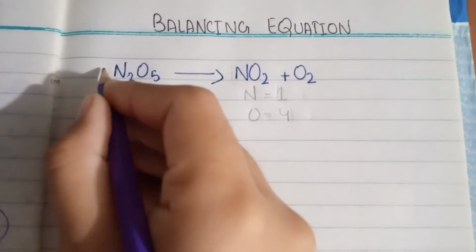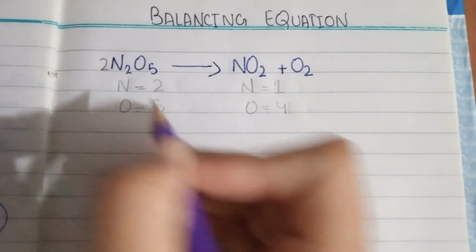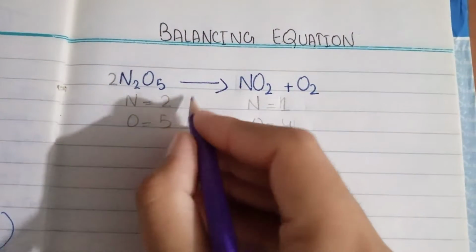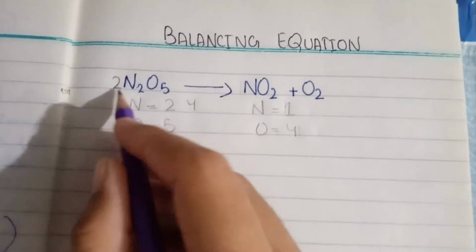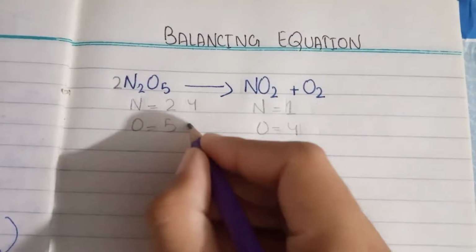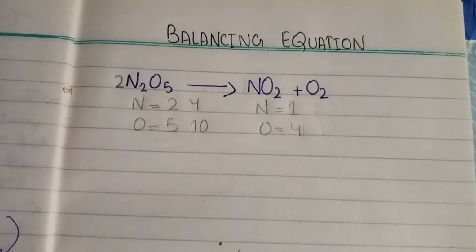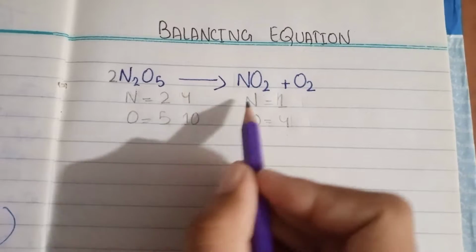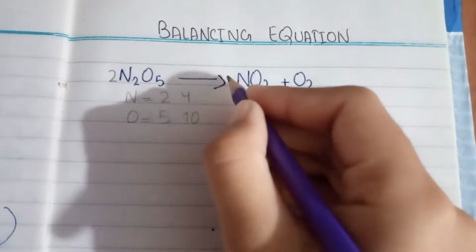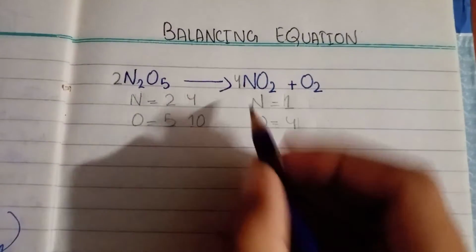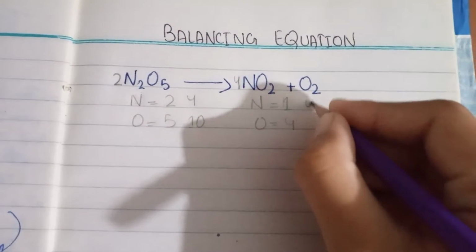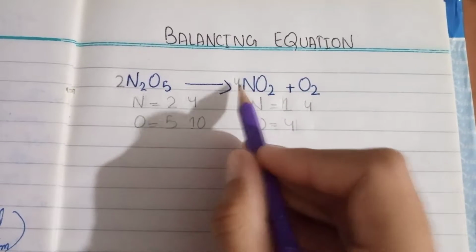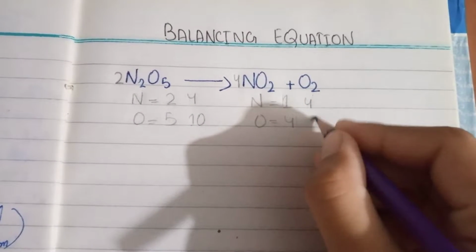For example, if we put 2 over here in front of this nitrogen compound, this nitrogen will become 2 into 2, which is 4, and this oxygen will become 2 into 5, which is 10. Now, as we have 4 nitrogen over here, we also need 4 nitrogen over here. So let's put 4 over here. Now we have 4 nitrogen, and oxygen: 4 into 2 is 8, 8 plus these 2 makes 10.